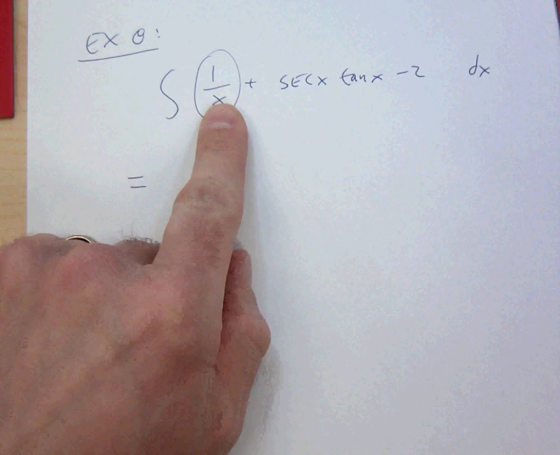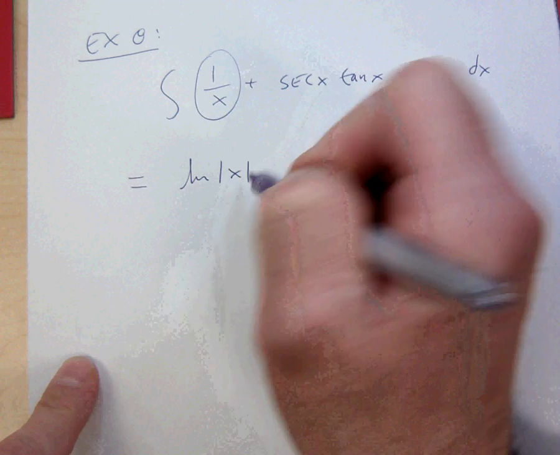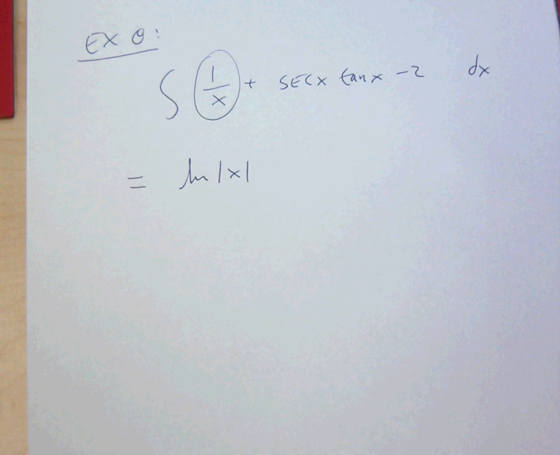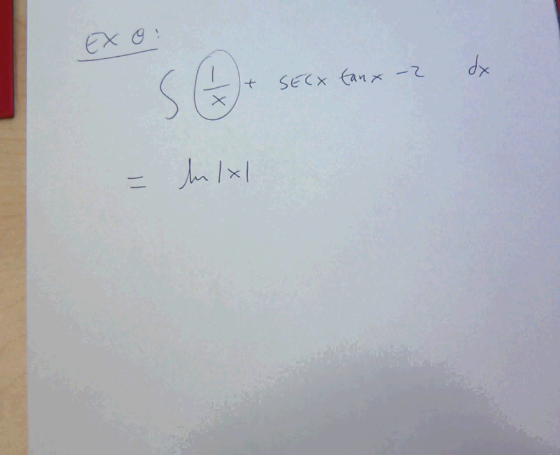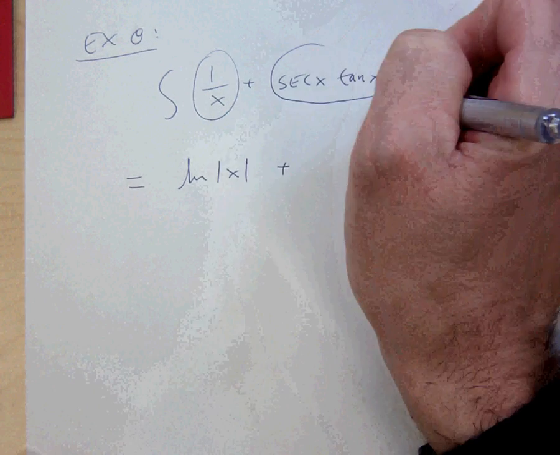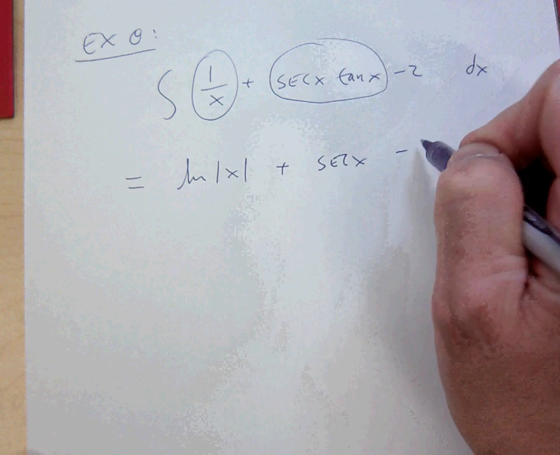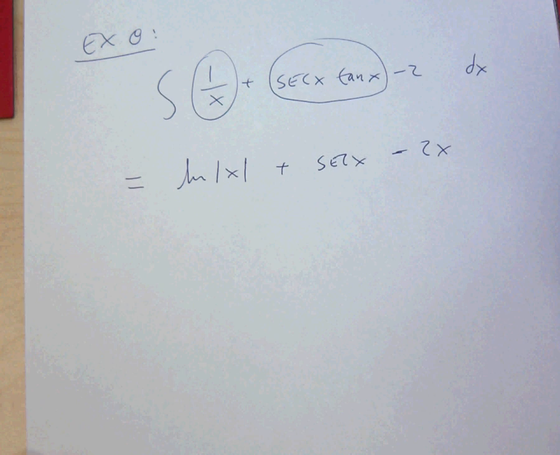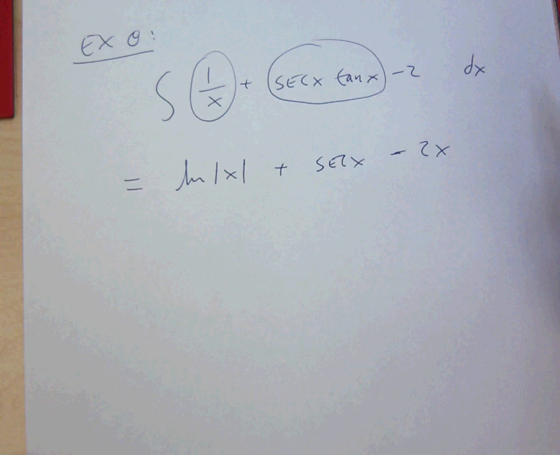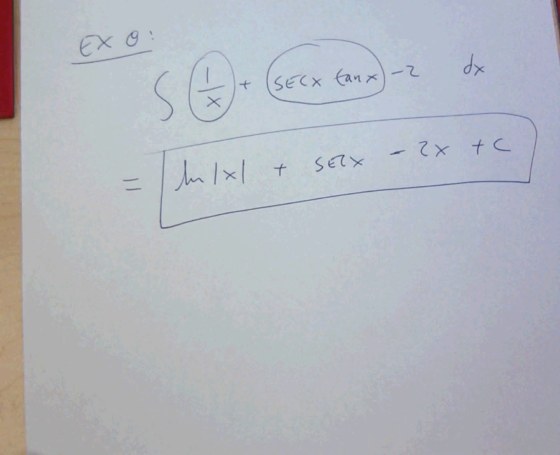What's the antiderivative? ln of x? Yeah, you guys just don't forget to put your absolute value on the x. Okay, it is ln of x, but we do need the absolute value. That is part of the rule. Okay? All right, go ahead. Plus secant x, good. Minus 2x. And don't forget your what? Plus c, good. Okay, any questions, guys?